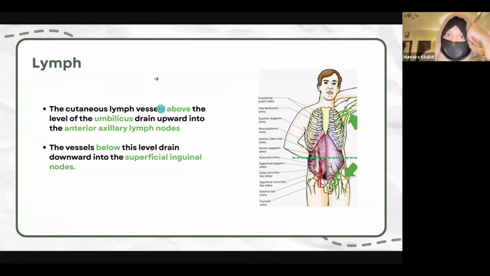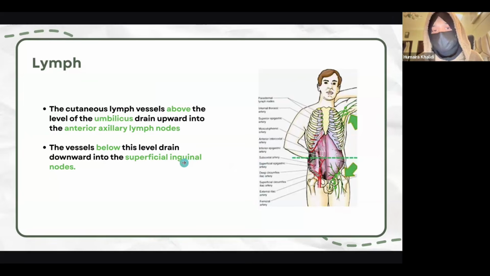This, however, is important. Above the umbilicus, you're going to have the axillary lymph nodes affected. Below the umbilicus, you're going to have the superficial inguinal nodes affected. In the case of cancer, they're going to give you a case about cancer, most probably, where the patient has a cancer somewhere over here in the abdominal wall, which is an area above the umbilicus. And then they will ask, which lymph nodes would be affected? They're not going to say what lymph nodes drain this area. They're going to say which lymph nodes are most likely to get affected. But you have to choose anterior axillary lymph nodes. And if it's below the umbilicus, you're going to have to choose superficial inguinal nodes.